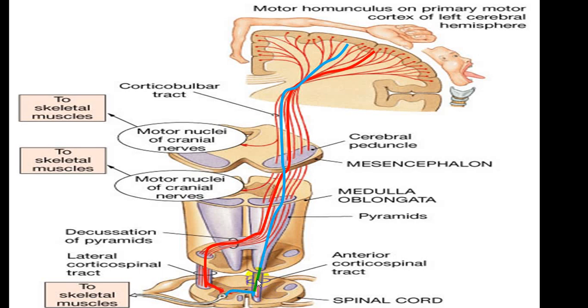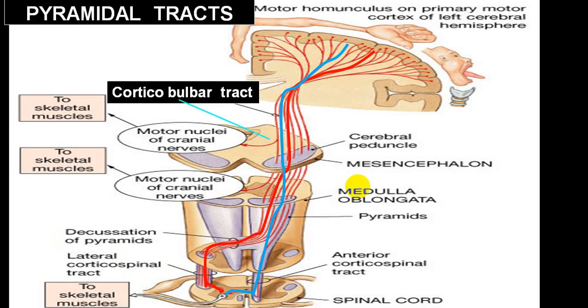This is called crossing at the lower level. These are uncrossed fibers, but before ending they will cross, and these are already crossed fibers. So finally they will end on the opposite side, so they control the opposite half of the body. Hence, damage to the pyramidal tract will lead to hemiplegia. So we are going to deal mainly with the pyramidal tract, so that will be producing hemiplegia.